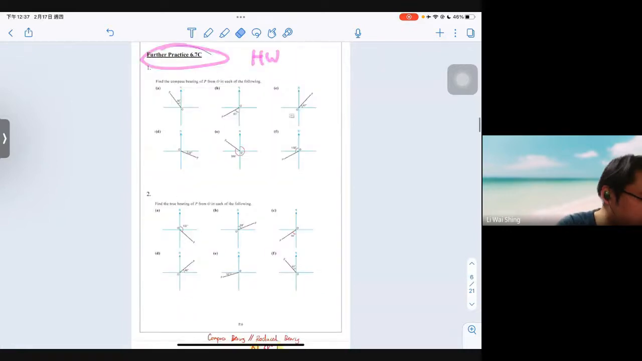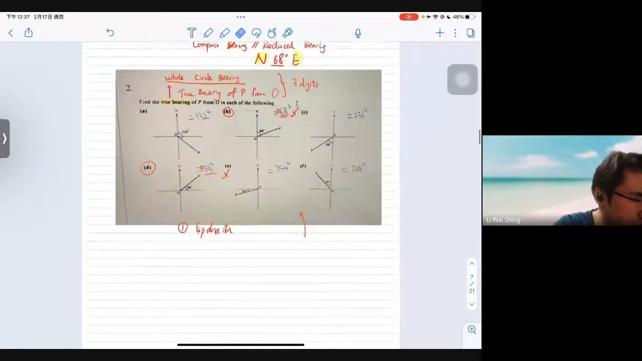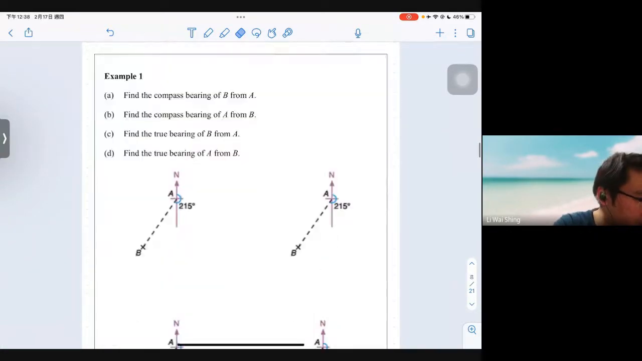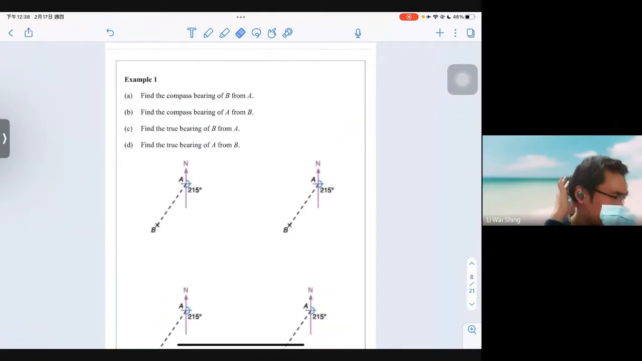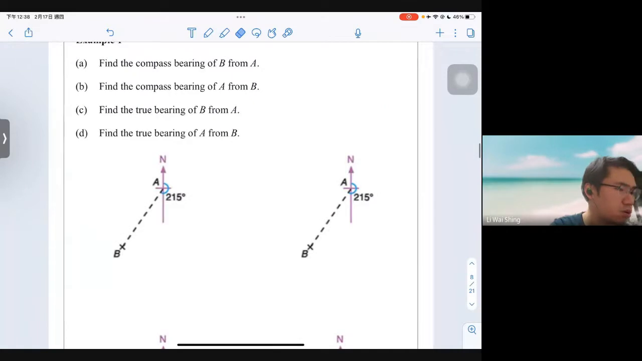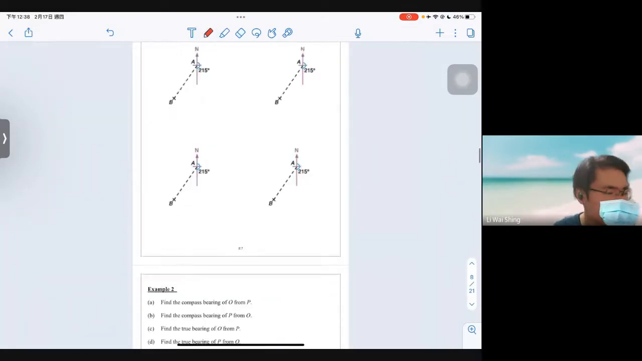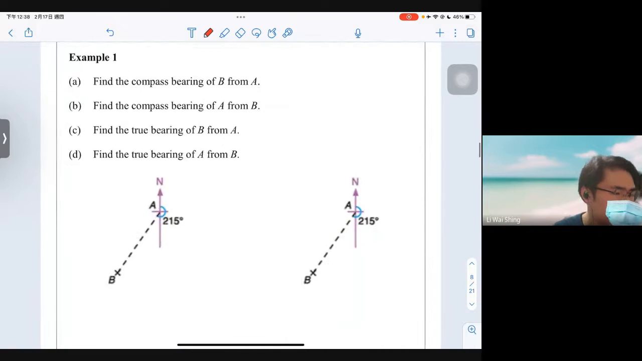Anyway, so I don't think I need to talk that much. So I will just do one example with you all, and then the rest, I think you know how to do that. Okay, so let's do that. First of all, part A and part B, they are very similar.